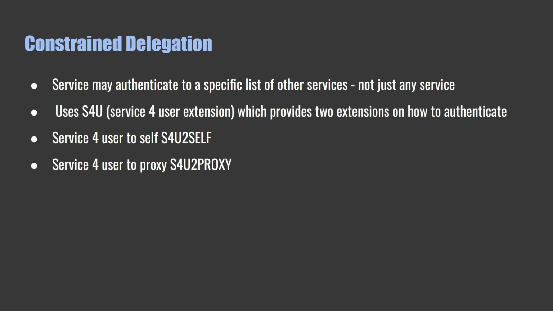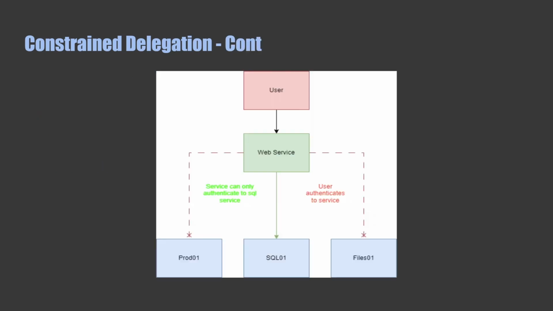And it also uses two extensions to do this. So it uses the S4U, the Service for User extension, and this provides two extensions on how you can authenticate to a given service: the Service for User to Self and the Service for User to Proxy. These exist for two different reasons, which I'm now going to go over.